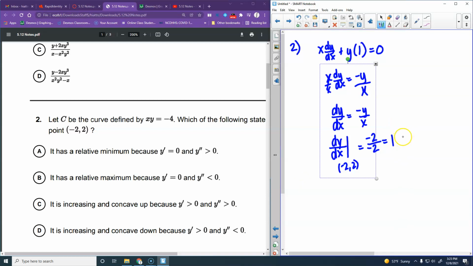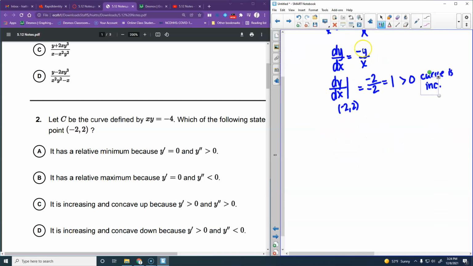That is a positive number. It's greater than 0, which tells me that the curve is increasing. Alright, this is not a maximum or minimum point because my first derivative would have to equal 0. So I could mark out A and B at this point. But I need to know about concavity, and for concavity, I've got to do the second derivative.